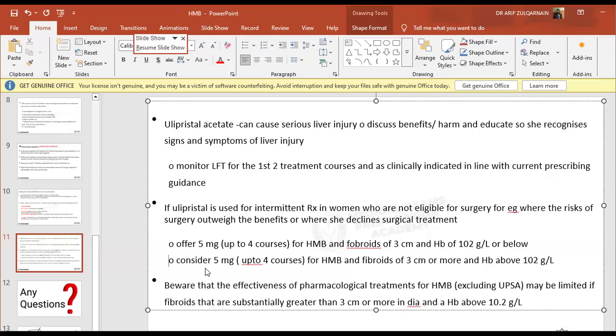Okay, so we will explain the effectiveness of the pharmacological treatment for heavy menstrual bleeding, and we will tell her that it may be limited if the fibroids are more than 3 centimeter in diameter and HB is above 10.2. So what they are trying to say is that it is more effective in patients who have fibroids of 3 centimeter or less and HB 10.2 or below. Okay. But there is limited evidence in patients who have big fibroids and their HB is normal.